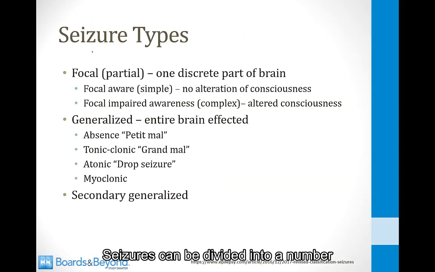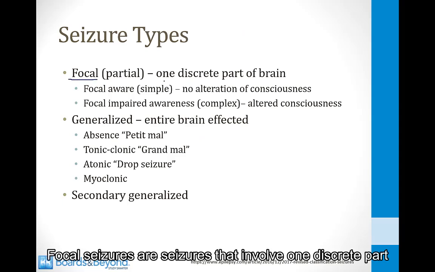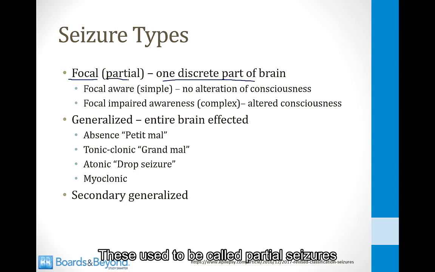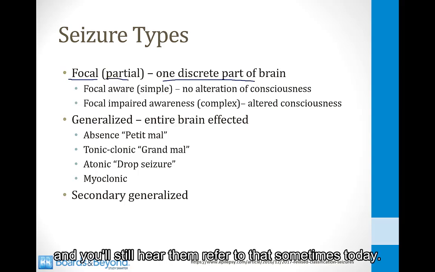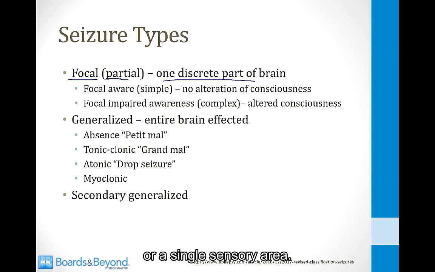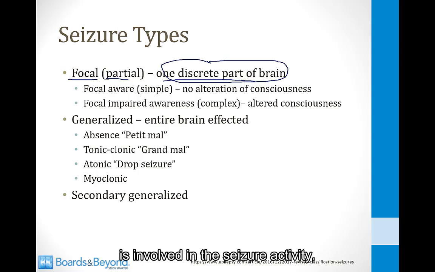Seizures can be divided into a number of different subtypes. Focal seizures are seizures that involve one discrete part of the brain. These used to be called partial seizures, and you'll still hear them referred to that sometimes today. So a focal seizure may involve a single muscle group or a single sensory area, and that's because one discrete part of the brain is involved in the seizure activity.